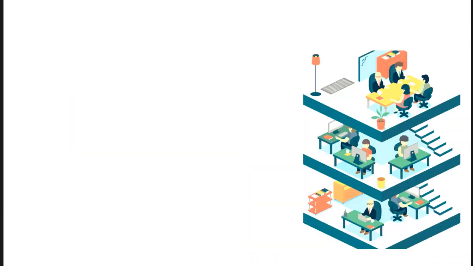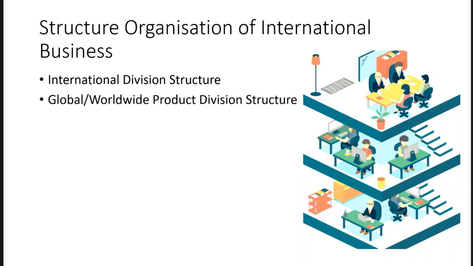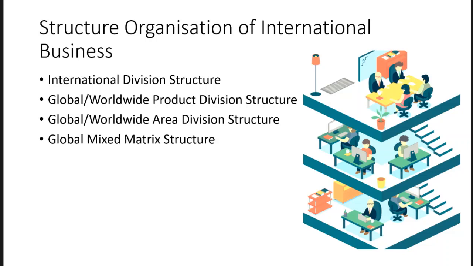Now, looking at this in more detail, the structure organization of international business commonly uses these four structures of division. First is the international division structure, and then we have the global or worldwide product division structure, and then we have the global or worldwide area division structure, and then we have the global mixed matrix structure. So let's have a look at the international division structure first.